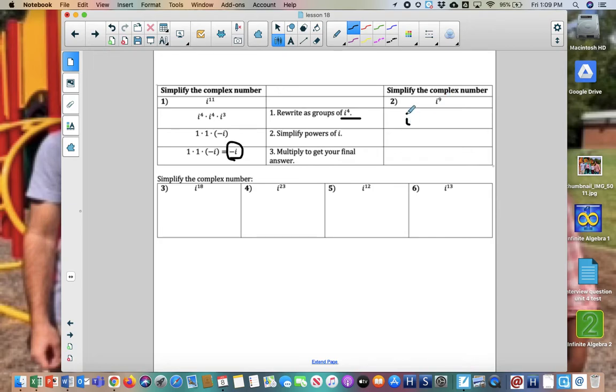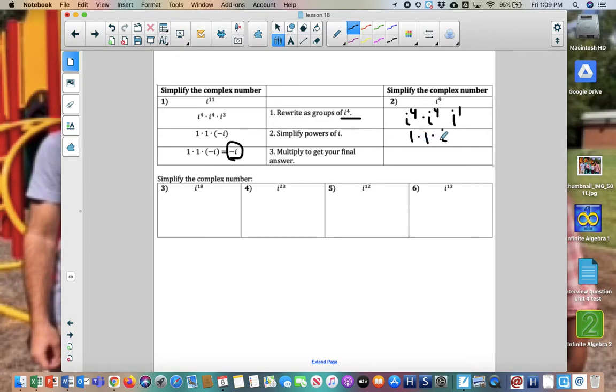Alright, so let's show it over here for i to the 9th. So again, we're going to say, hey, i to the 4th times i to the 4th. Well, that's like 4 and 4 is 8. Well, how much do we have left over? We'll just have i to the 1st. Okay, well, the value of i to the 4th is 1, the value of i to the 4th is 1, and the value of i to the 1st, well, anything to the 1st is just itself.